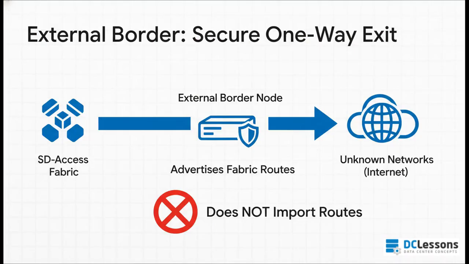Now, in contrast, the external border is a much more secure one-way exit ramp. It'll advertise the fabric's addresses out so return traffic from the internet can find its way back, but, and this is absolutely critical, it does not import any external routes into the fabric. It simply provides a default path out.